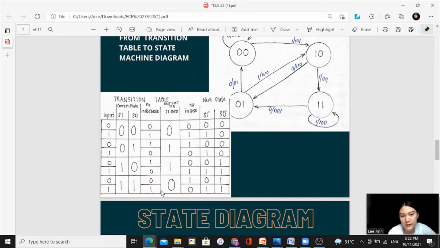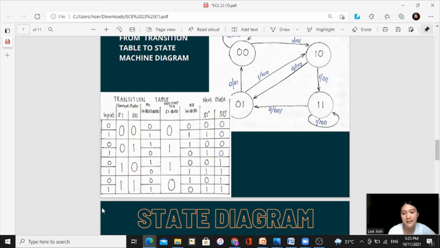And next is if the input is 1 in our current state 1, 0, the next state is going to be 1, 1. The arrow's direction is going to 1, 1. And the input is 1 and the output is 0, 1, 1.